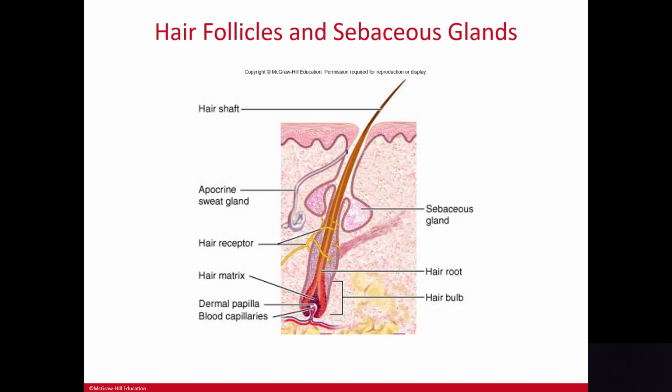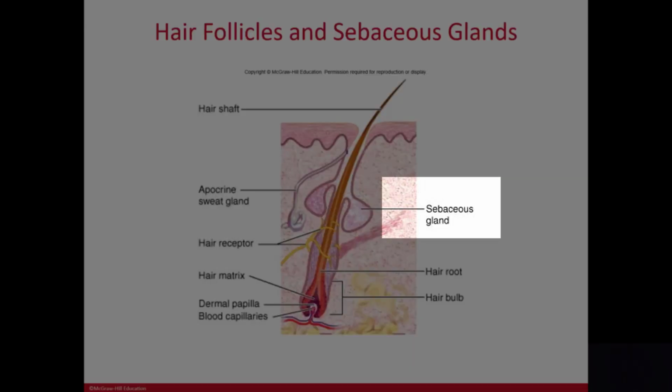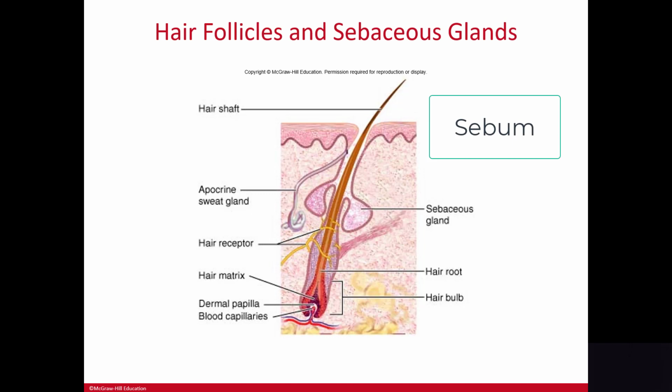So the first accessory organ we're going to talk about is the sebaceous glands. Every hair follicle has a sebaceous gland that opens up into it. These glands secrete sebum, which is that oily, waxy substance, and it's composed of fatty acids, sugars, waxes, cholesterol, and dead cells. The sebum is secreted by the gland and through the opening into the hair follicle.